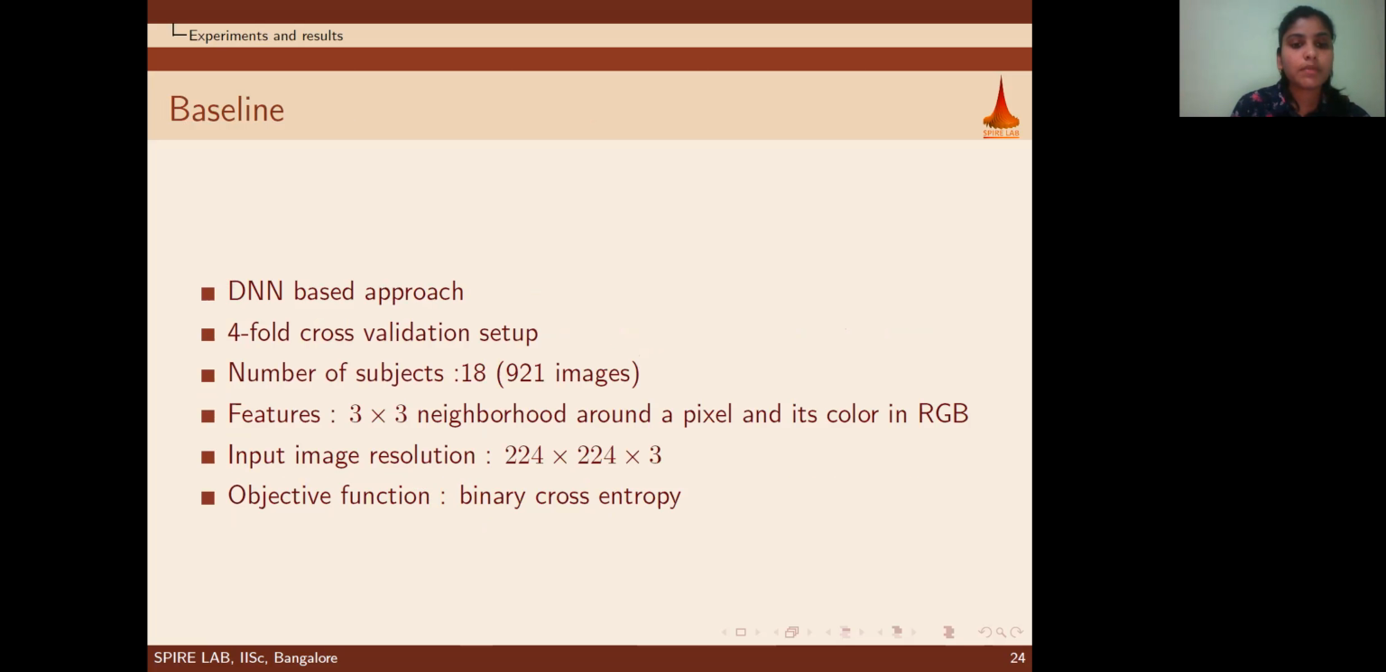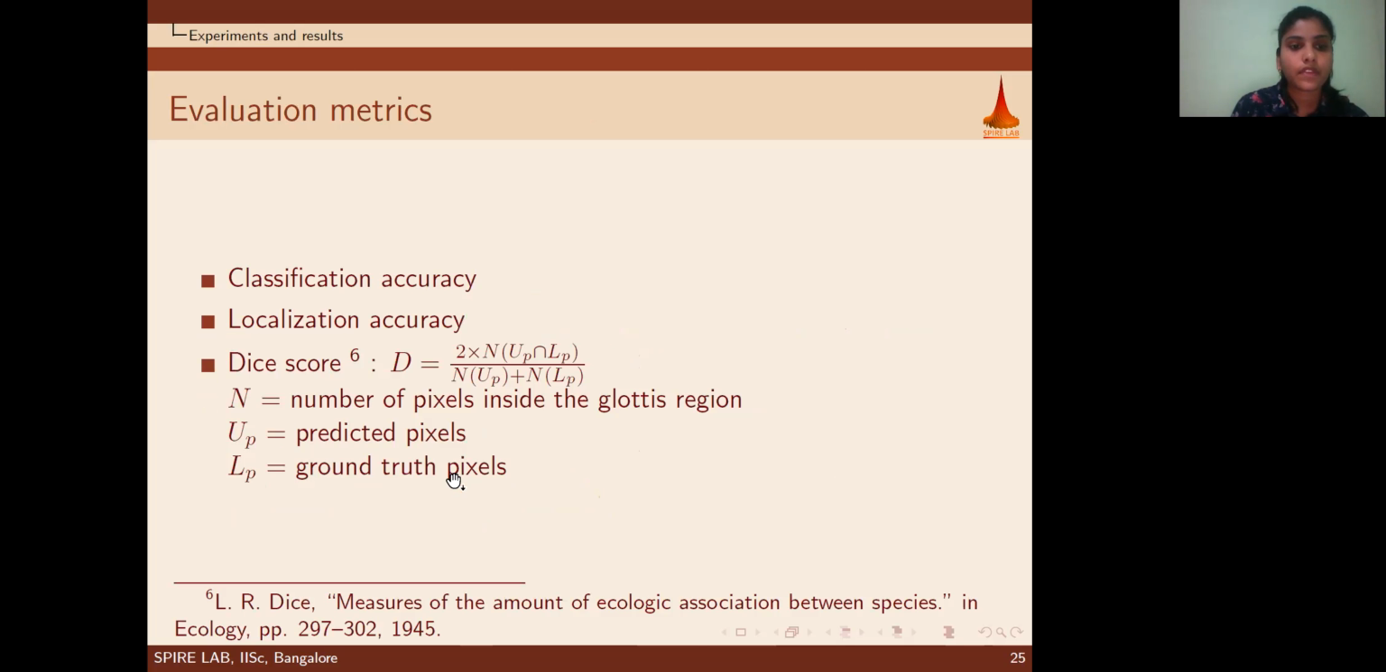We consider a DNN-based approach as baseline in this work. Both baseline and the proposed method are evaluated with the same dataset and fold structure. We have used classification accuracy, localization accuracy and dice score as evaluation metrics in this work, where classification accuracy is used for glottis detection and the other two for glottis segmentation. Here, dice score computes the overlap region between the predicted and the ground truth pixels, and it is calculated using the given formula.